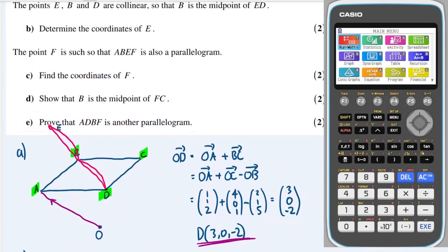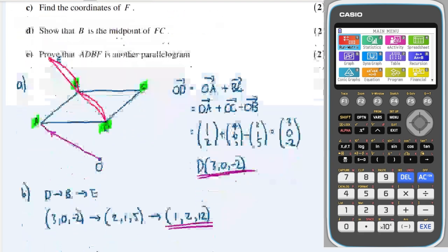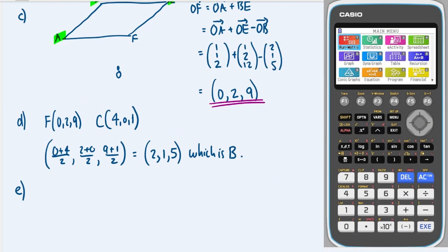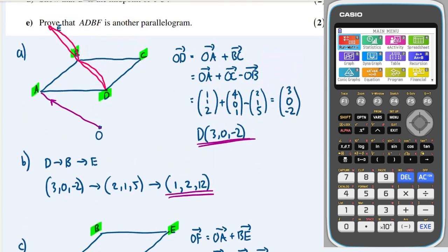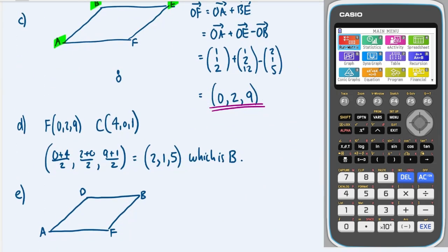Okay, part E, it says prove that ADBF is another parallelogram. Okay, quickly draw the picture again. ADBF. And what I'm going to need to do is I'm going to need to show that the AD equals BF.